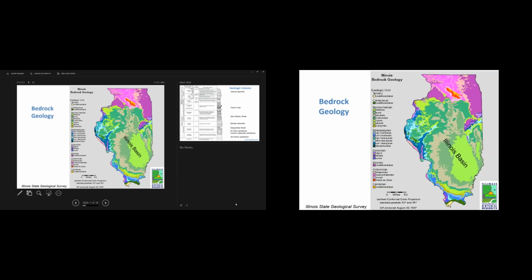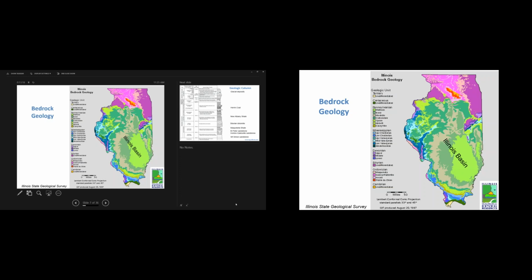That's kind of a simplification, but Champaign is right here. The LaSalle anticline goes through here. The Sandwich Fault goes through here. The Plum Creek Fault goes there. So basically where this green stuff is, it's pretty much an impermeable cap on all the rest of the bedrock system.